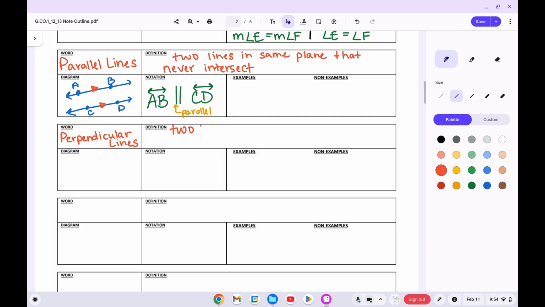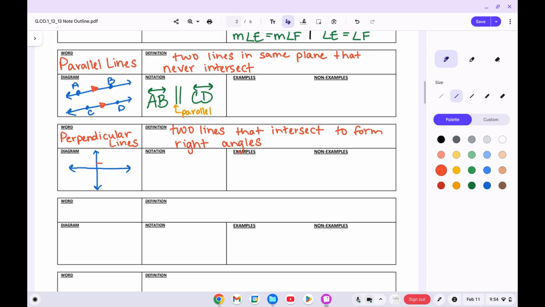So anytime two lines intersect, if they're trying to be considered perpendicular, they have to form 90-degree angles, or we would maybe call those right angles. So not only do they cross, but they have to cross perfectly. That means one of the lines would be going straight up and down, and the other line would be coming in going left and right, and it would make a perfect intersection there.